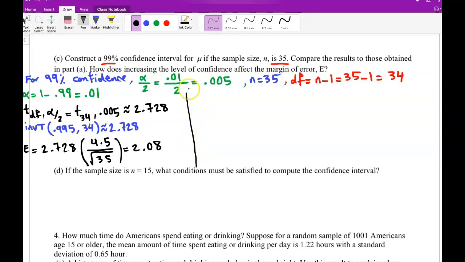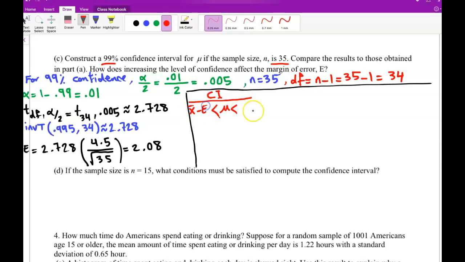Now next step, finding confidence interval. So for confidence interval, we have mean between x bar minus e, x bar plus e.